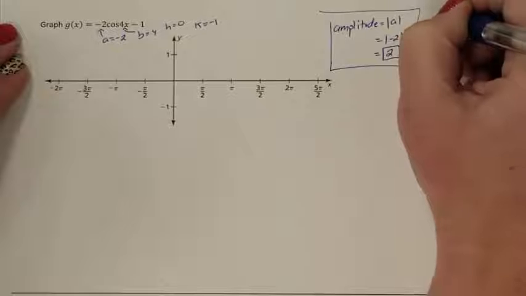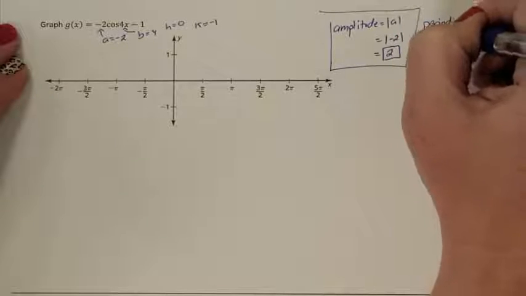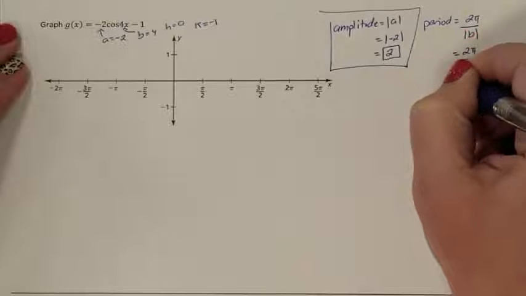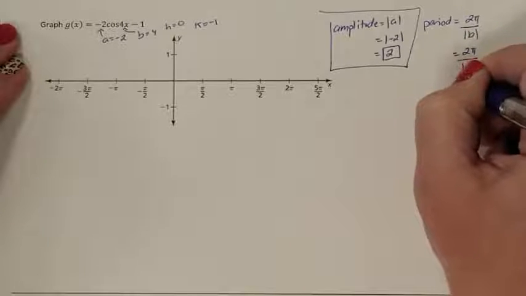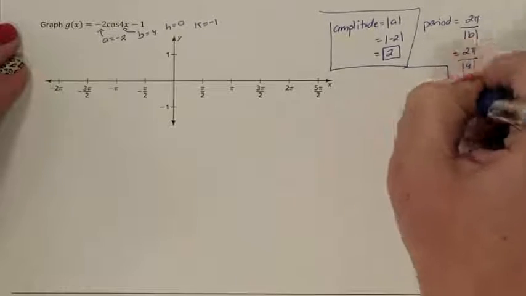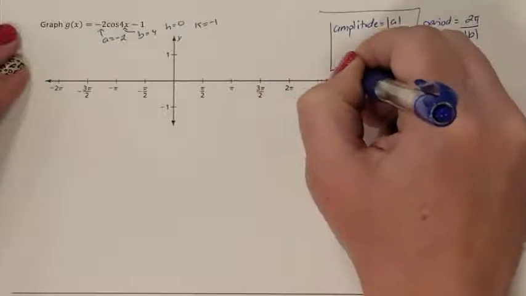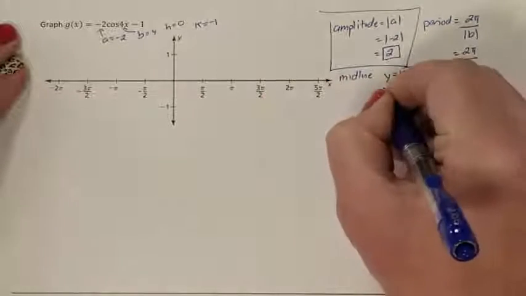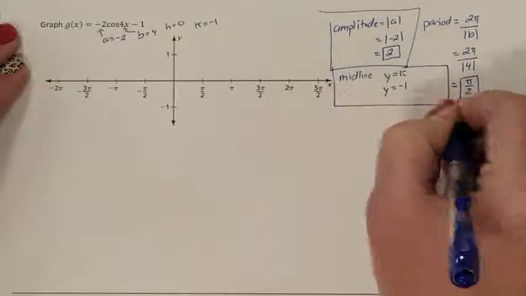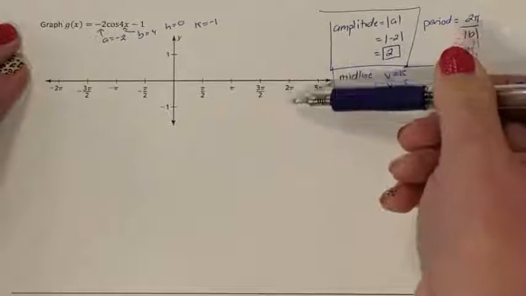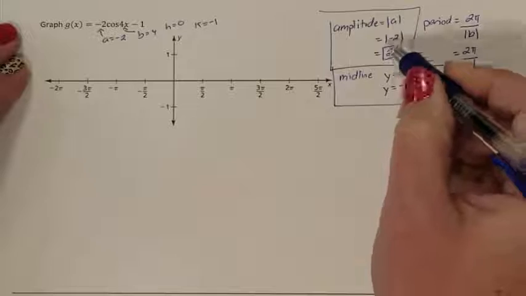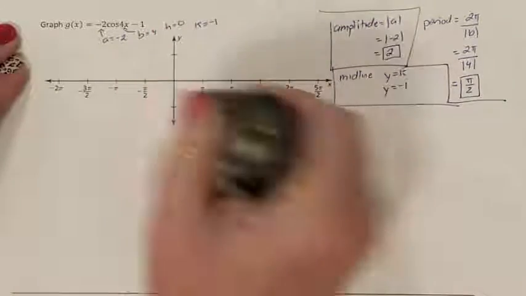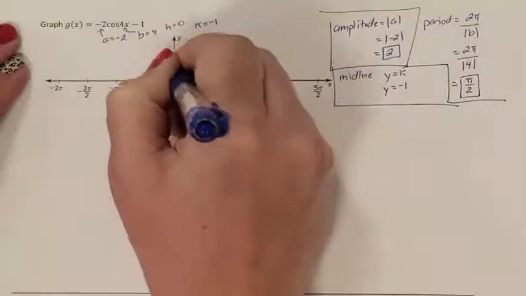Let's look at our period, which is 2 pi all over the absolute value of b. So I have 2 pi all over the absolute value of 4, which simplifies all the way down to pi halves. So my period is pi halves. My midline is the equation y equals k. K is -1, so my midline is at -1, meaning the intercept's moving down 1. I then need to be able to count 2 more down from that, which means my y-axis needs to be as high as 3.